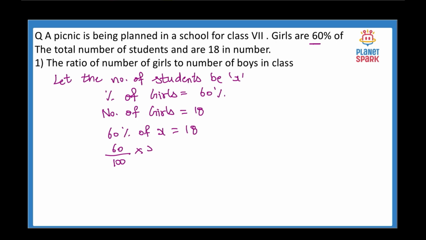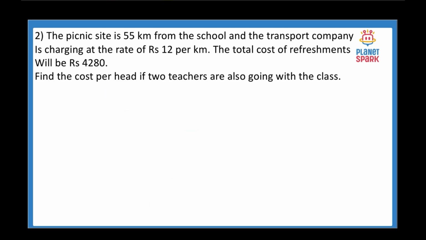Simplifying, I'll get 60 upon 100 into x is 18. That means x will become 18 into 10 upon 6. Further, we'll solve it and get x is equal to 30. So the total number of students is 30. The number of girls is 18, so the number of boys is 12. Now you have to find out the ratio. Mention the answer in the comment box.